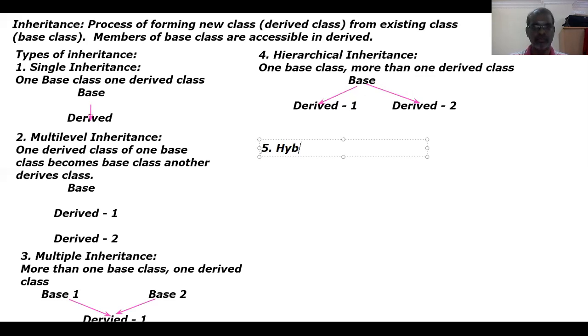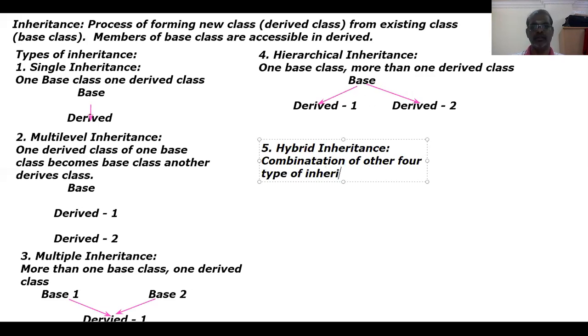So next one is hybrid inheritance. From the name itself, you can conclude hybrid inheritance. So it is a combination of the other four types of inheritance. That is, it may be a combination of single inheritance, multi-level inheritance, multiple inheritance, hierarchical inheritance.